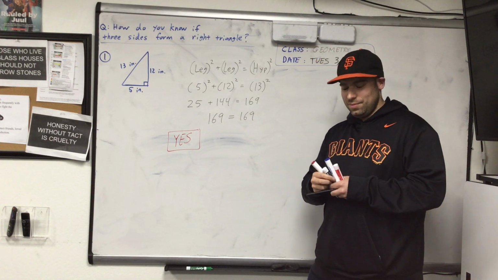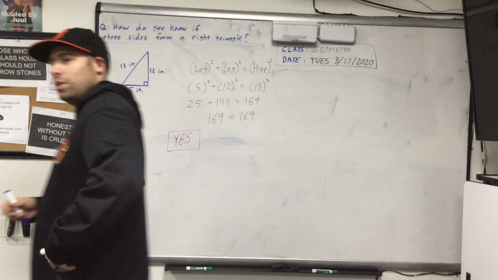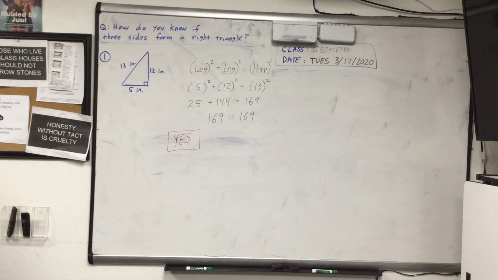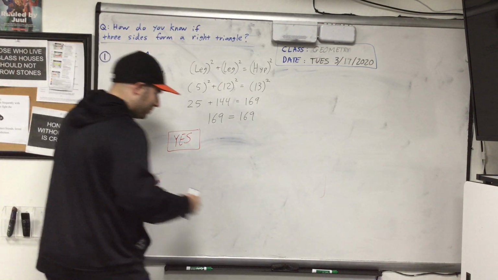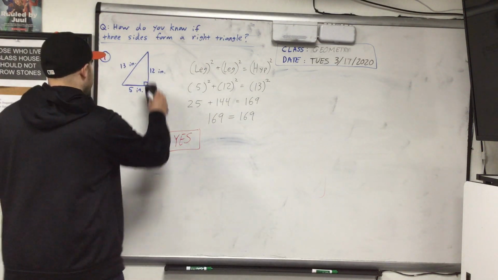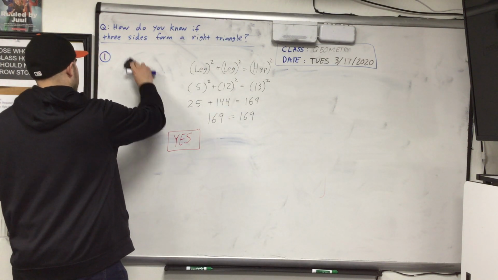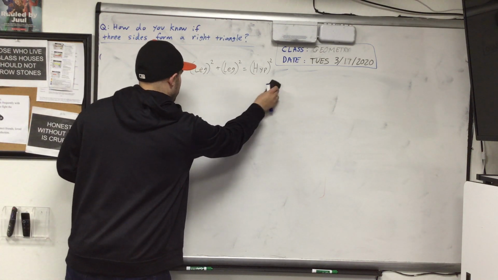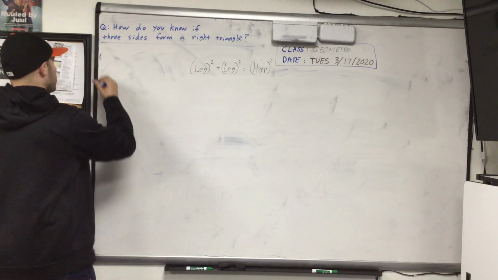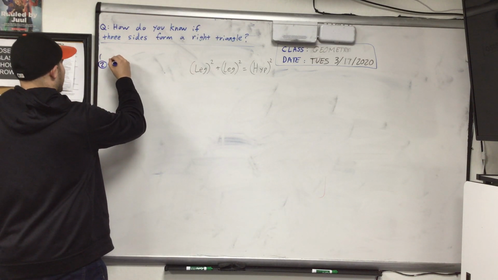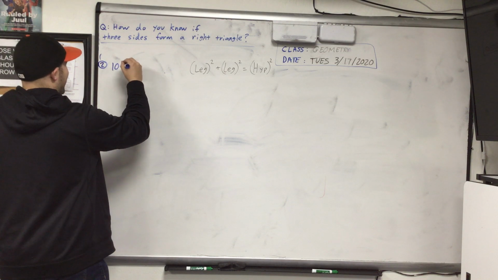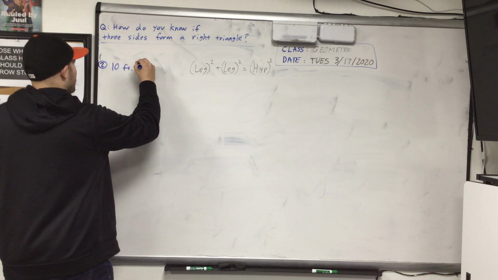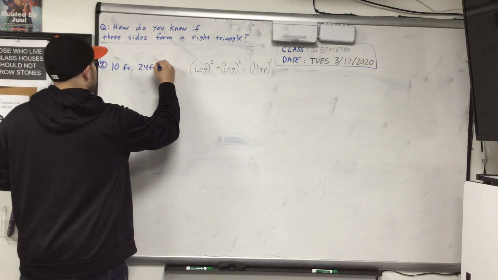Okay, all good? Okay, moving on to problem number 2. 10 feet, 24 feet, 26 feet. So now I'm going to put them actually consecutive next to each other because I don't want to give away the fact that they actually form 10 feet, 24 feet, 26 feet.